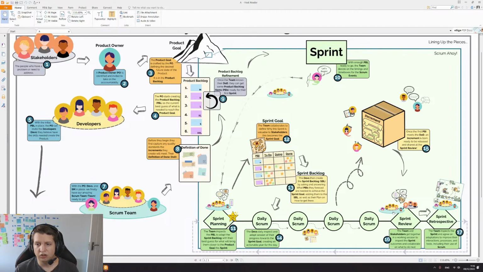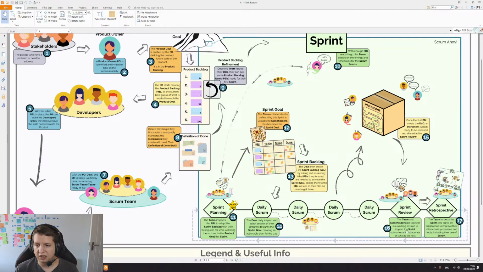At the end of the sprint then, we get to the sprint review. This is where the Scrum team and the stakeholders get together in a working session to inspect the sprint, the outcomes, and collaborate on what to do next. The team then inspects the sprint and agrees on adaptations to improve their interactions and processes and tools, including the use of Scrum in the sprint retrospective.